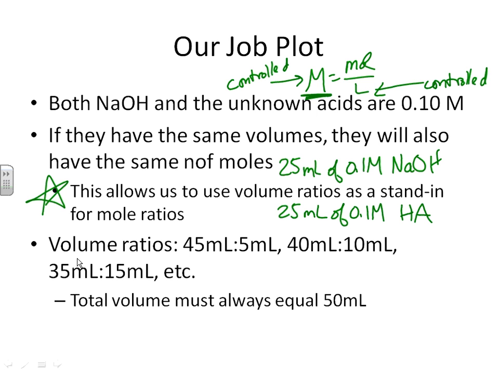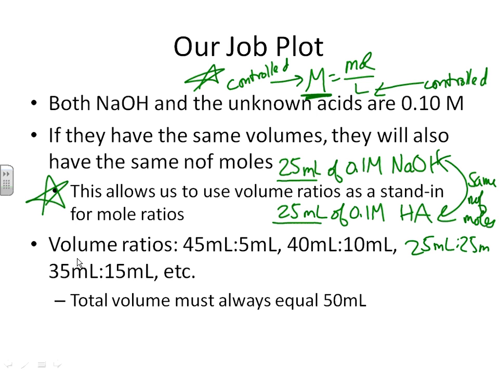Unknown acids are always abbreviated as HA: H for the hydrogen that's in all acids, A for the anion, or all the other stuff right there. If you plug in 25 milliliters and 0.1 molar into the molarity formula for both the NaOH and the HA, you're going to find you have the same number of moles. And the reason you have the same number of moles is because you have the same volume. 25 mL to 25 mL will be the same thing as the number of moles being equal.